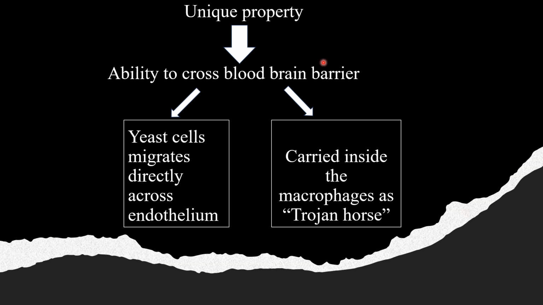It crosses the blood-brain barrier by two means: either the yeast cell migrates directly across the endothelium, or it is carried inside the macrophages as a Trojan horse. This Trojan horse is the wooden horse that the Greeks hid in to enter the city of Troy and take it over. There is a story in which we read that the wooden horse was used by the Greeks, and the soldiers hid inside that, and in this way they entered the city of Troy.